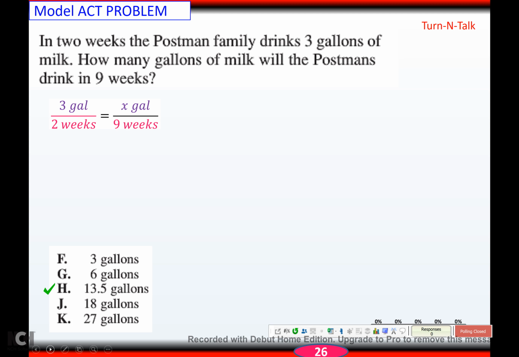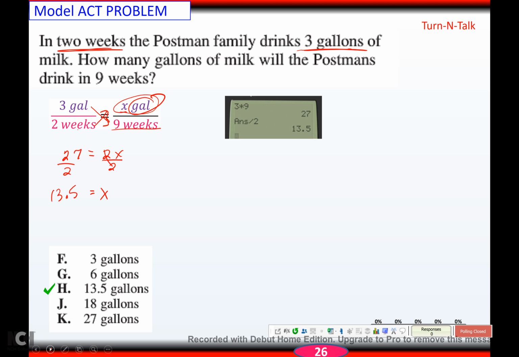So they gave me the first ratio. They drink 3 gallons every 2 weeks. So 3 gallons to 2 weeks. How many gallons, that's my question, will they drink in 9 weeks? So when I set this up, I have 3 times 9, which is 27, equals 2 times x, which is 2x, divide by 2, and you get x equals 13.5 gallons. Yeah?